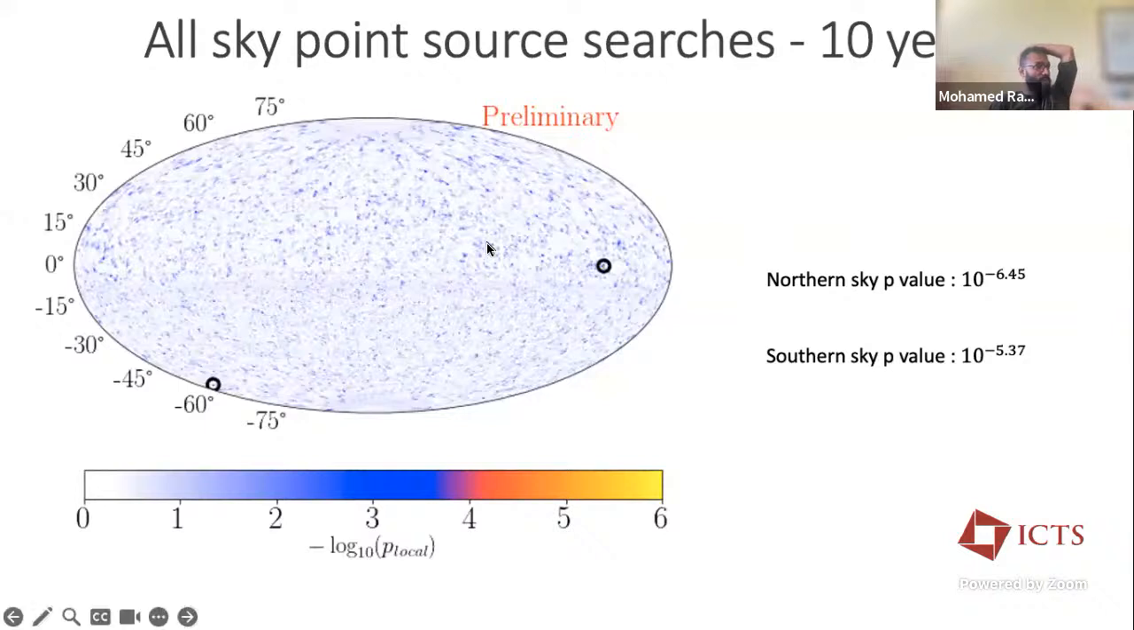wherein we look for a point source at every point in the sky on a 0.1 degree by 0.1 degree grid. And those of you who understand p-values may be under the impression that we have found a really hot spot in the northern sky and another hot spot in the southern sky with very small p-values. But we need to account for the look elsewhere effect associated with the fact that we are looking at a large number of points across the sky.